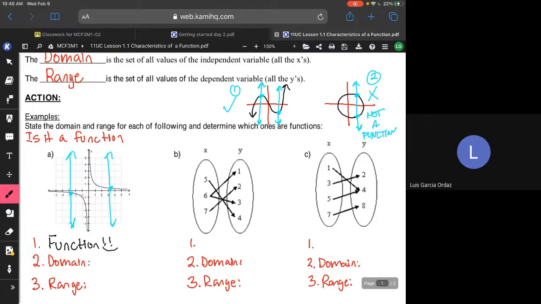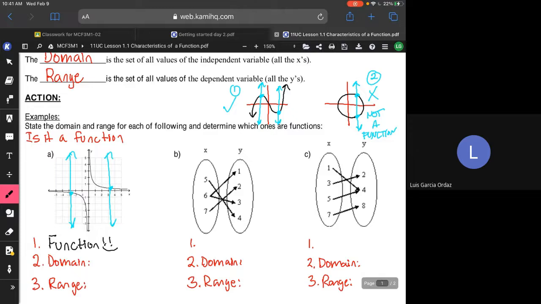Okay, domain and range we will worry about after. Now for the next one, we have a, what would you call this? A mapping thing? A diagram thing? I forget the actual name of it. So what you have to look for here, to determine if this is a function, is if each x value has only one y value.